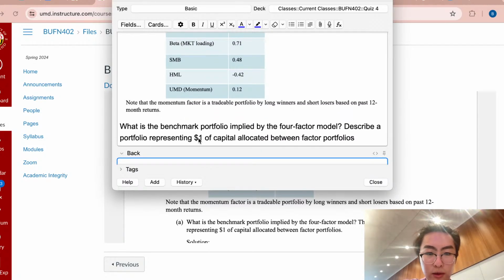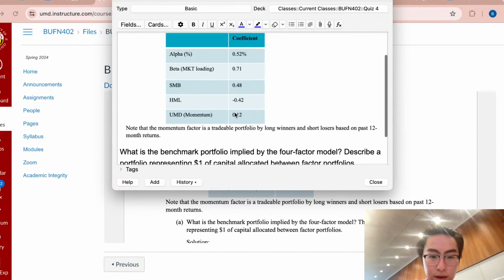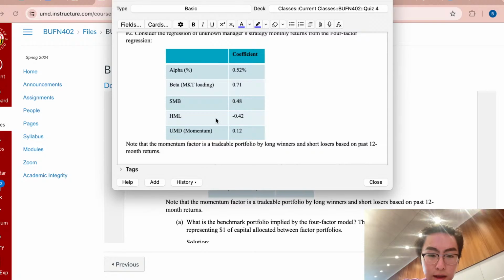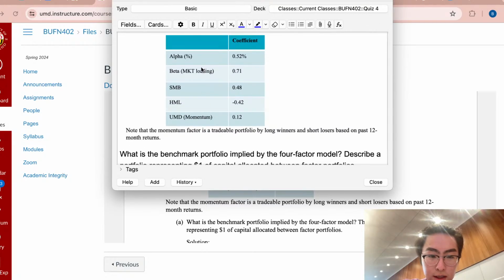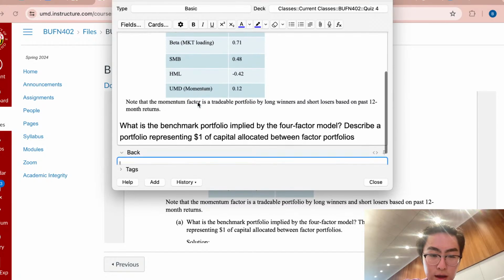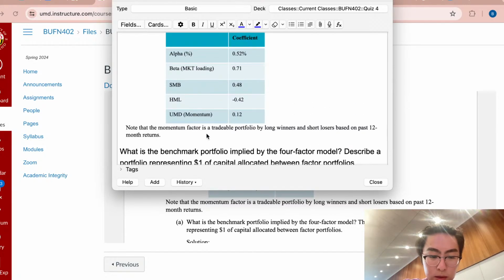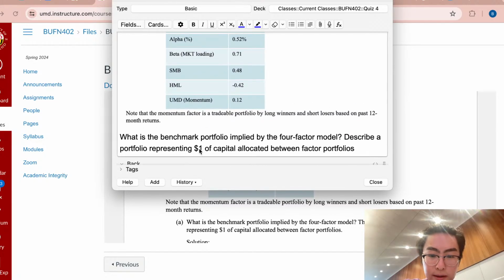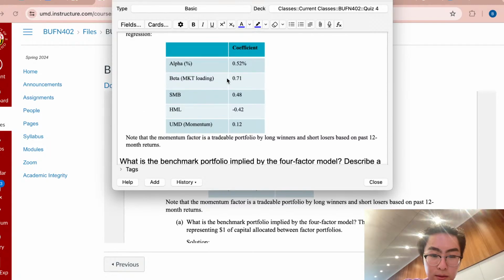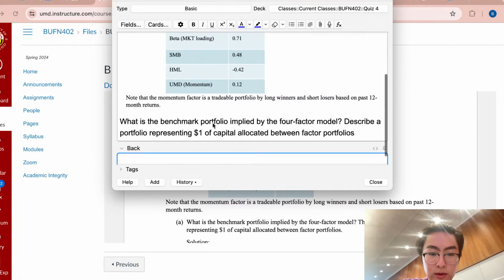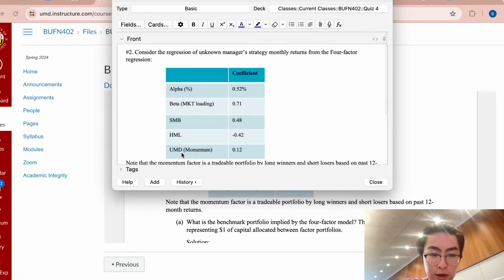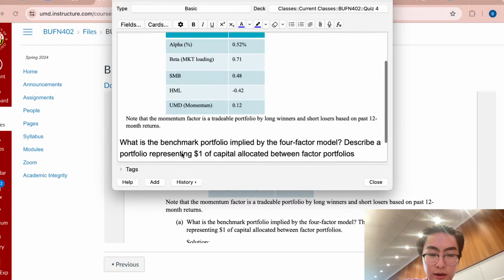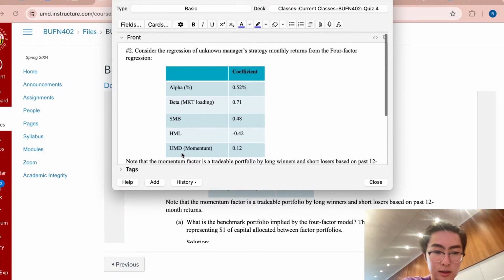In the case of the $1, I don't think we actually need to spend the $1 here. We just allocate our portfolio accordingly based on the different coefficients. Now, the one thing that isn't self-financing is the beta. So the beta here represents the market loading, and in order to finance this position, we have to use the $1 here. We put in 0.71 of that dollar into the market portfolio, and then the other 0.29 into a risk-free asset.